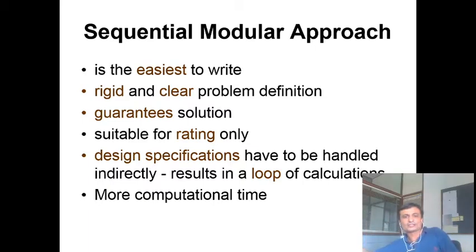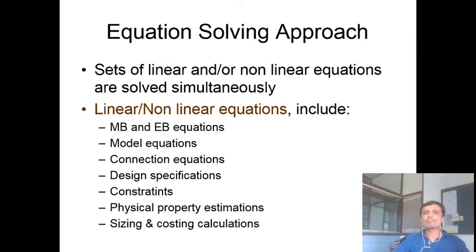As compared to equation oriented, where you write very complex mathematics and at the end you find that you cannot solve this. But it is suitable for rating. So this involves both plus and minus. If there are any design specifications, you have to handle them indirectly. That means you have to create a loop, you have to do iterations, and hence design specification always results in a loop. It requires more computational time. So the sequential module approach actually goes in sequence, and it requires more computational time.